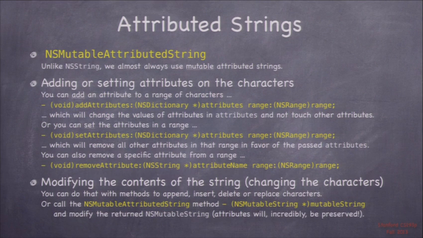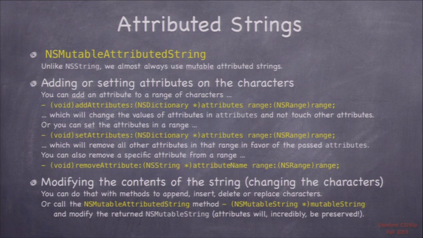Now, what if you want to modify the characters in a mutable attributed string? Exact same thing as the attributed string. When you want to look at the characters, you call this method mutable string, and it will return an NSMutableString. And believe it or not, if you modify that mutable string that you get back, the mutable attributed string, its attributes will track your changes.